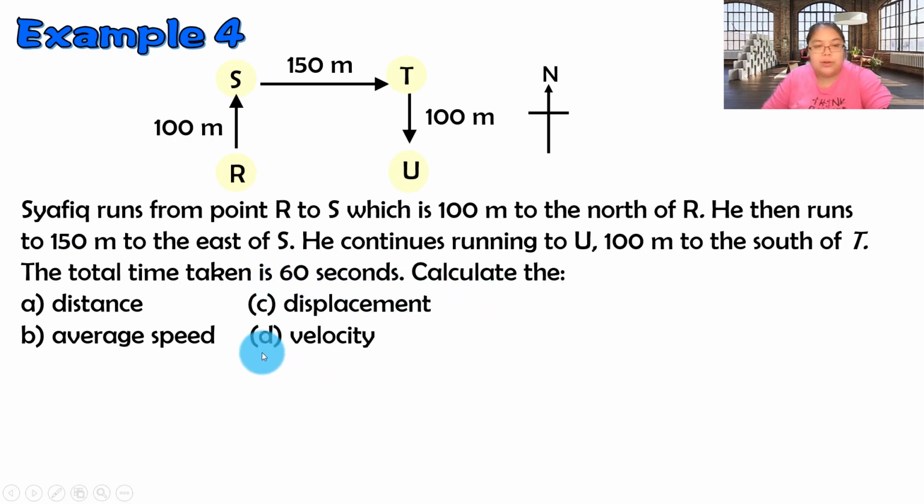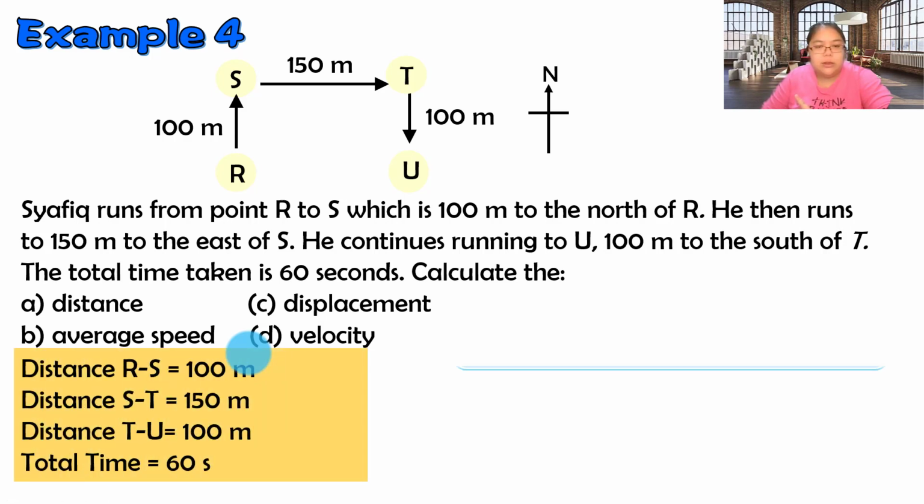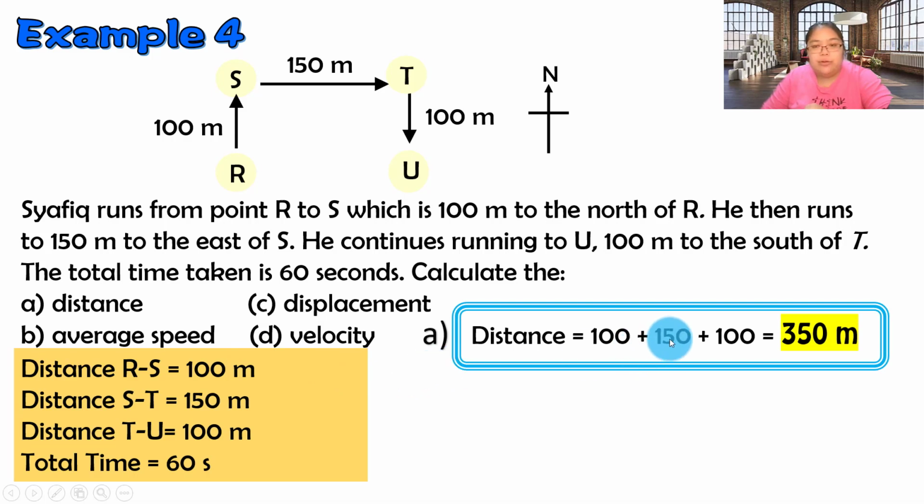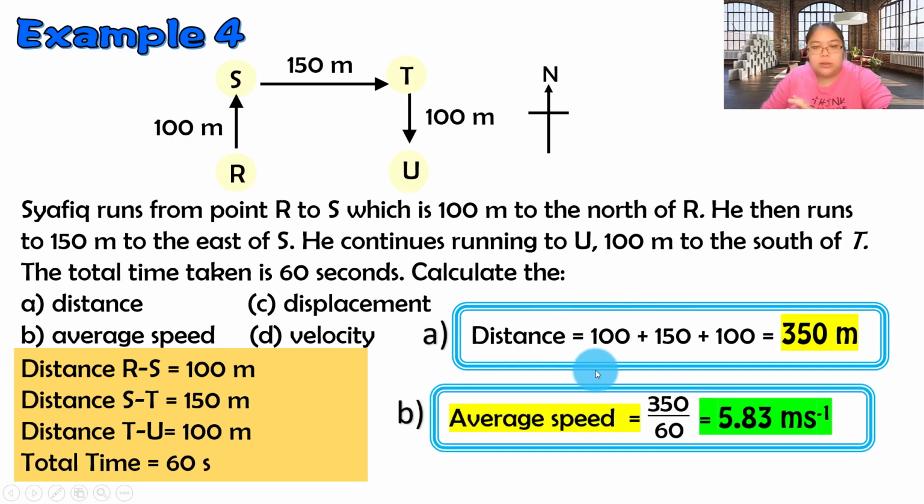First one, I want you to calculate the distance. Distance is no problem, you just plus only. So the answer is 100 plus 150 plus 100, that's 350 meter. Okay, number 2, average speed. We take total distance over total time. So we take 350 over the total time taken, 60 seconds. So I get 5.83.